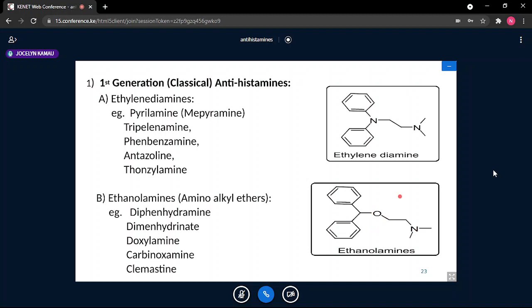The aminoalkyl ethers are actually isosteric with the diamines. It is only that in place of the nitrogen, we have a carbon oxygen. You can see there is this carbon and that oxygen. So in place of the nitrogen, you have a carbon oxygen replacing it, but of course also having good antihistamine activity. Under that, you have diphenhydramine, dimenhydrinate, doxylamine, carbinoxamine, and clemastine. We're going to look at them one by one.